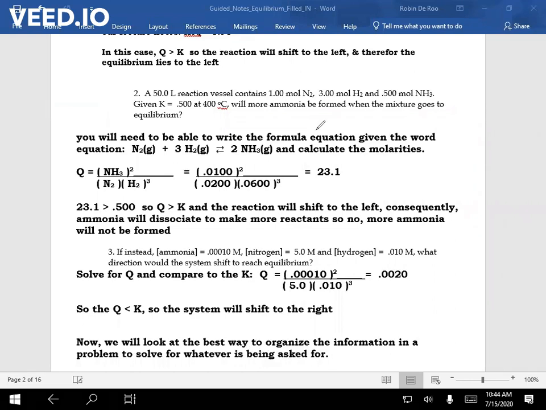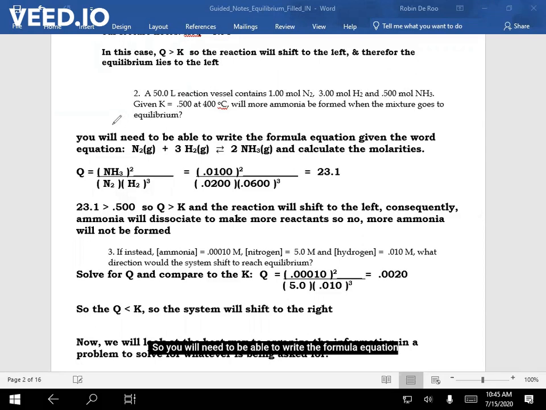Let's do another example. In this example, we have a 50-liter reaction vessel. It has 1 mole of nitrogen gas, 3 moles of hydrogen gas, and 0.5 moles of ammonia. We're given a Keq of 0.5 at 400 degrees C. In this case, the temperature is not needed. It's just extra information. The question is asking, will more ammonia be formed when the mixture goes to equilibrium?